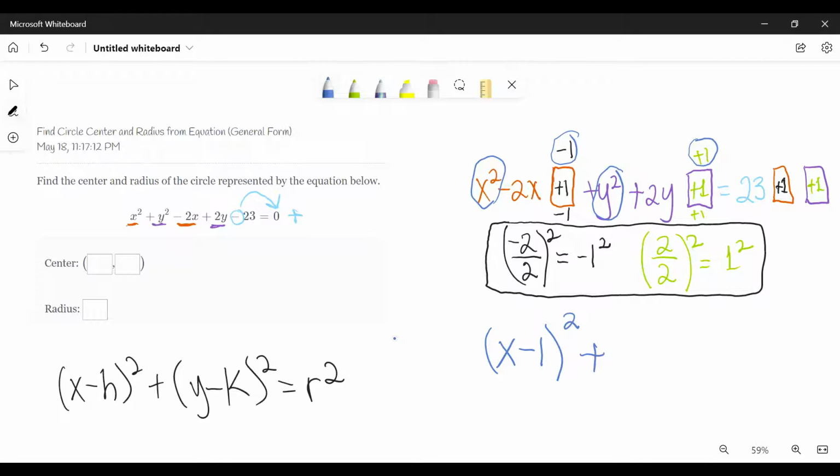All right, we're going to do the same thing with our y. The y was a square term. The positive 1 was a square term, so it's y plus 1 all squared. Equal to 23 plus 1 plus 1 is 25. All right, just to recap so we don't leave no man behind.